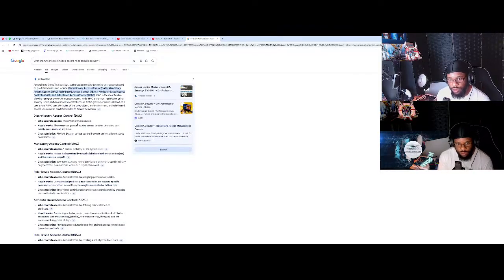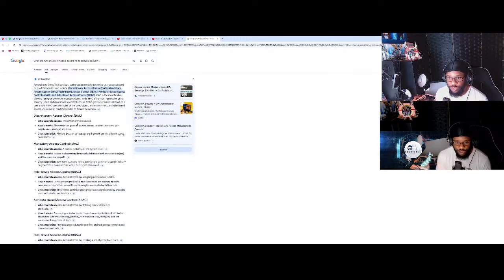So according to CompTIA Security Plus, authorization models determine user access based on predefined rules and include discretionary access control, DAC, mandatory access control, MAC, role-based access control, RBAC, attribute-based access control, ABAC, and rule-based access control, RBAC. So it's two RBACs. That can get a little confusing.